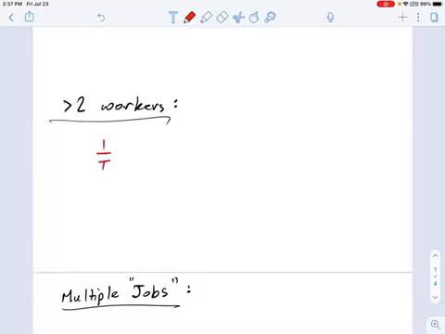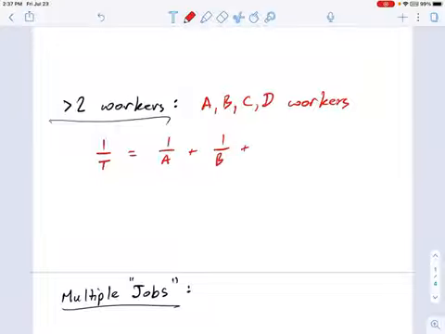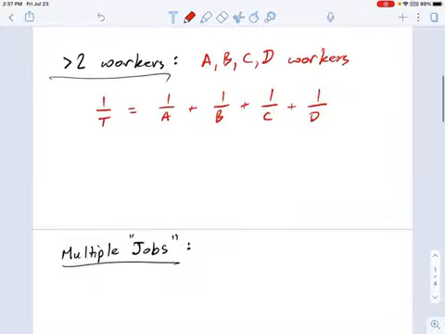So let's say you have 4 workers, and we want to know how long it takes them to do a job. Well, you would just say 1 over t equals 1 over worker A time plus worker B time, and you keep on adding workers like adding fractions. Now I've got 4 workers, and we would have to solve this rational equation, again, by finding common denominators and then crossing out all the denominators and solving for the variable.